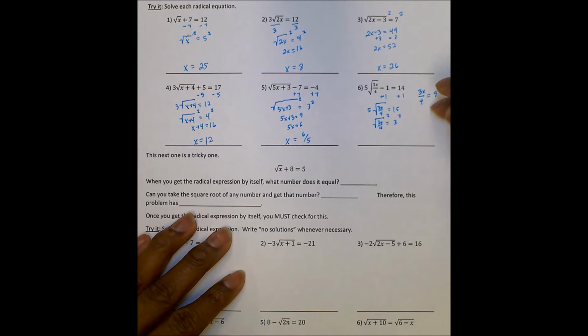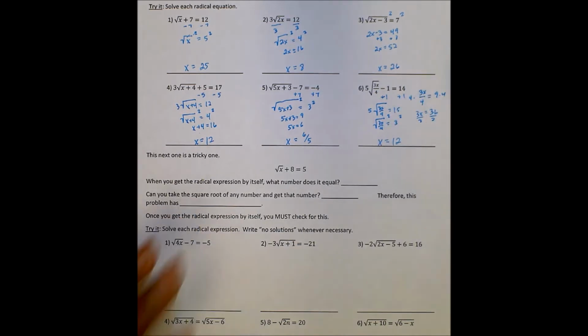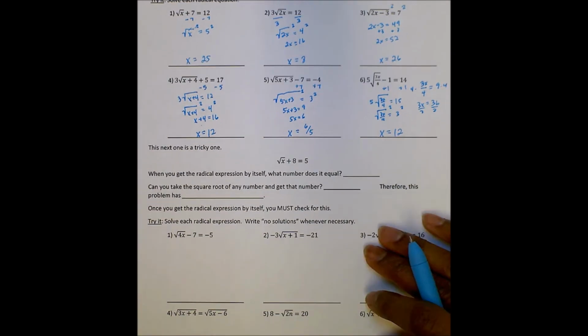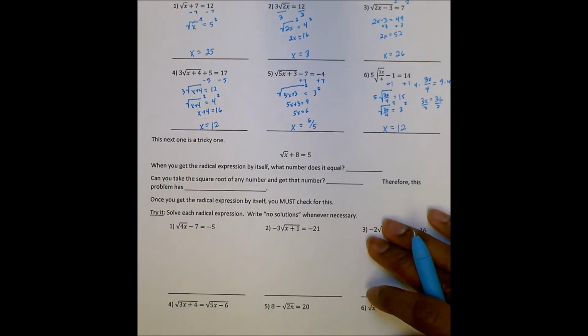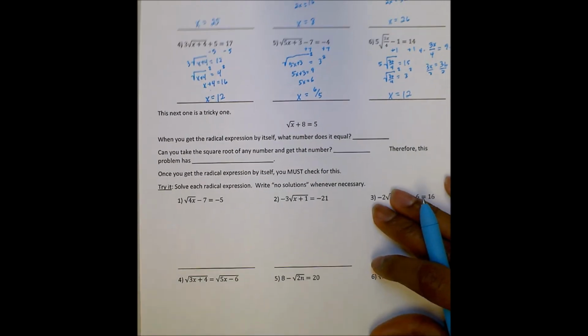And now I just need to solve this problem. I'll multiply both sides by 4. That gives me 3x equals 36. Divide by 3, and that will give me x equals 12. Alright, a bunch of problems there. Same process each time: get the radical by itself, square both sides, solve.